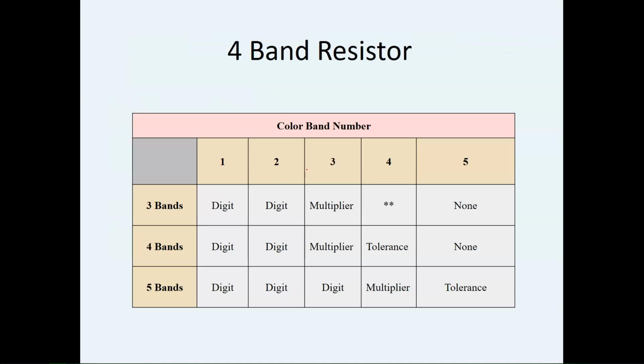Here's something you might want to memorize. So this is how a resistor works with its bands. If it's a 3-band resistor, you have your digit, multiplier, and then a 20% tolerance. We don't have to worry about this one down here because it's only a 3-band resistor. You get 20% tolerance whenever you have no color.